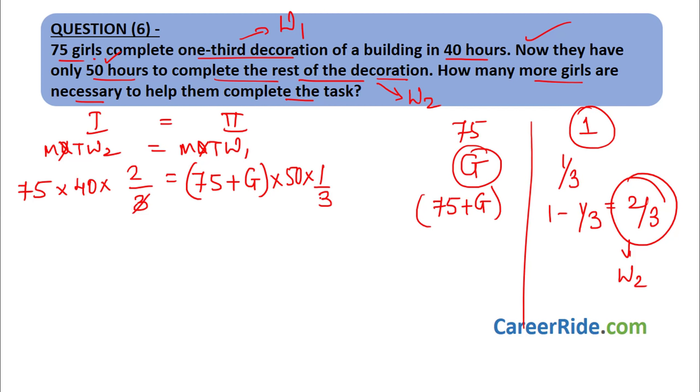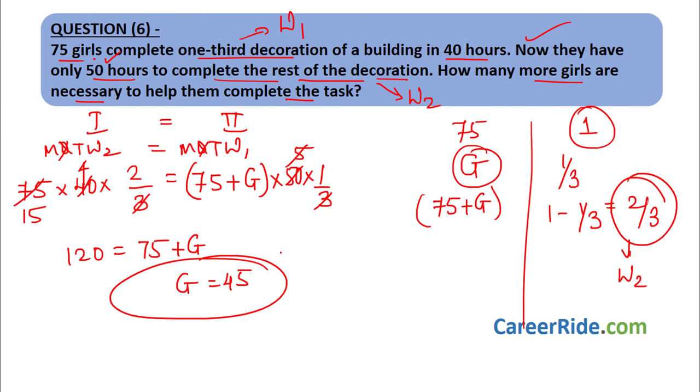Let's calculate this. We have all the values over here. This is 5. This is 4. 5 15s are 75, okay? We have 15 into 4 is 60, 120 equal to 75 plus G. G would be equal to 45. So 45 more girls are needed, right, to complete the task. Moving on.